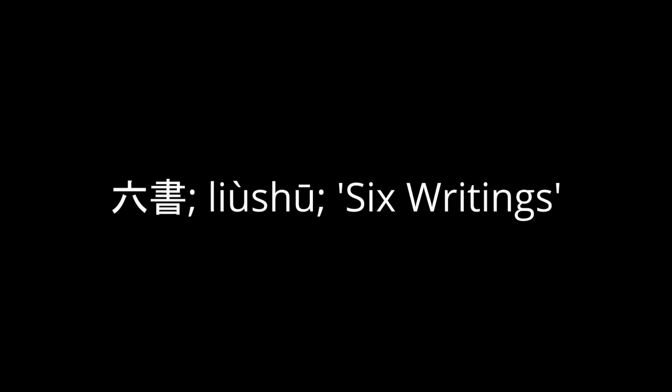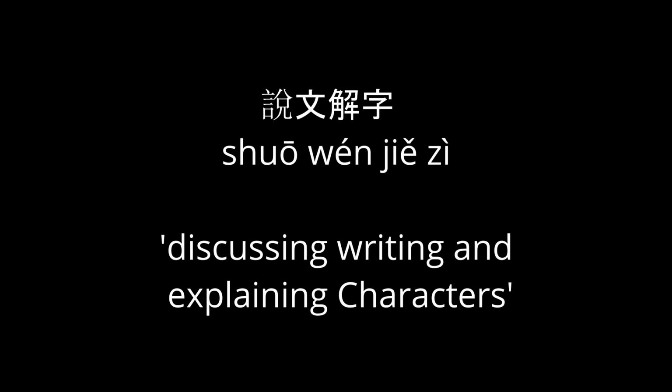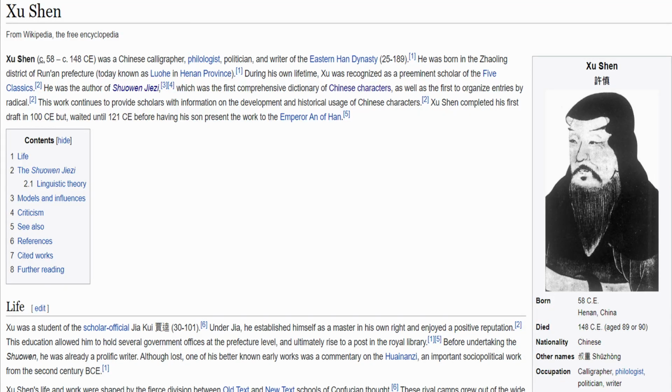So then, if most characters are not pictures, what are they? Characters were first classified into 6 main categories, also known as liu shu, and this is part of the Shuowen Jiezi by Xu Shen. And this is basically a dictionary in the Han Dynasty, which was the first to analyze the structures behind the characters.